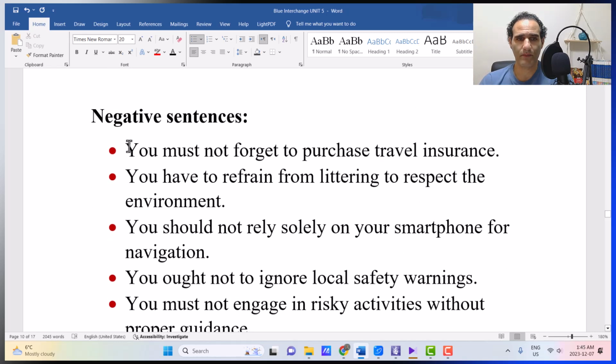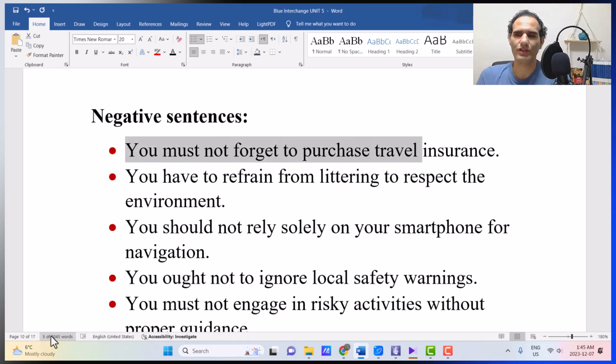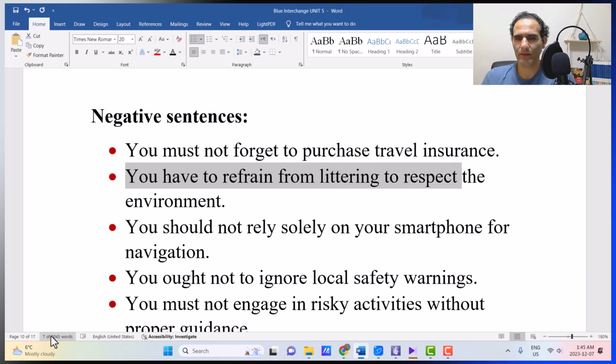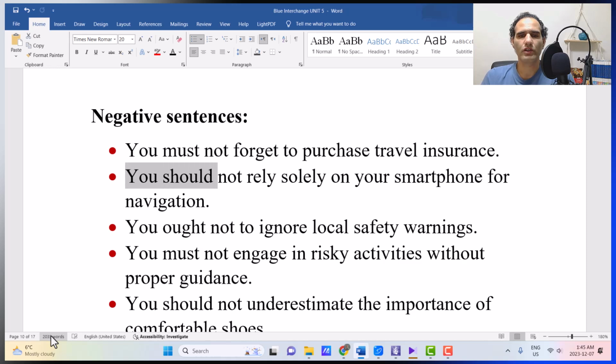Negative senses. You must not forget to purchase travel insurance. Otherwise, there would be problems for you. You have to refrain from littering. Okay, this was not a negative sentence. Sorry about that. You should not rely solely on your smartphone for navigation. It means you can also use your own sense of navigation by the sun and maybe asking others.